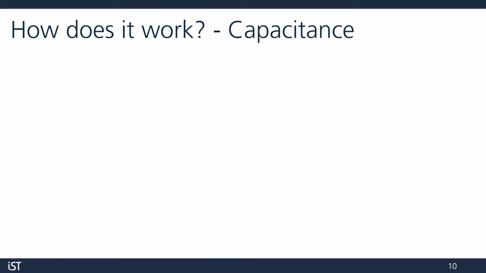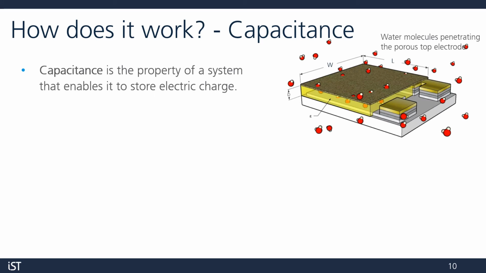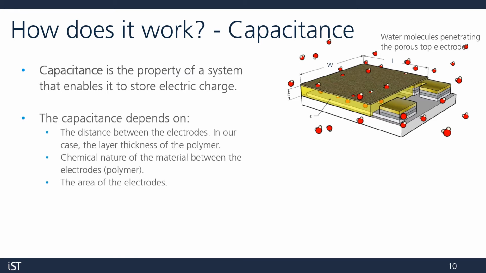So, what are we measuring between our plates with this polymer? We're measuring capacitance. Capacitance is the property of a system which enables it to store an electrical charge. It depends on the distance between the electrodes, which in this case is the layer thickness of our polymer, the chemical nature of the material between our electrodes, this is the dielectric constant we introduced before, and the area of the electrodes.